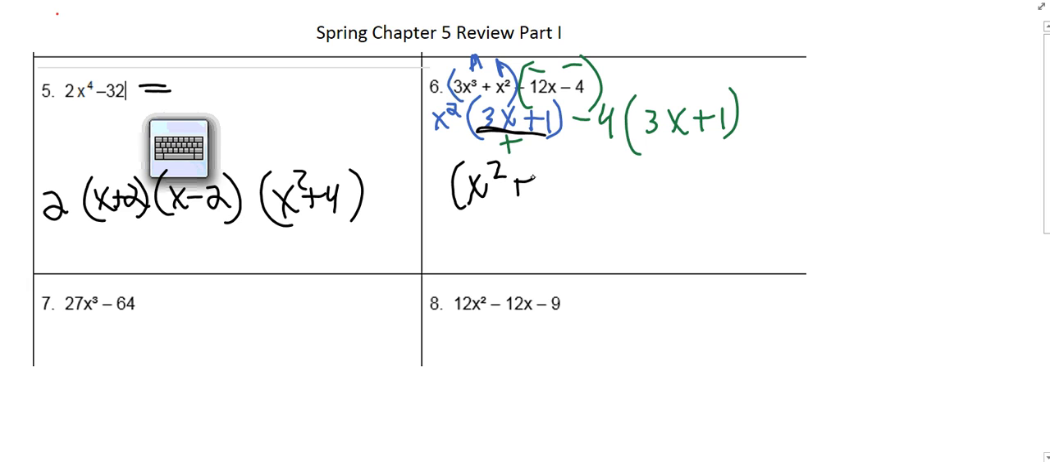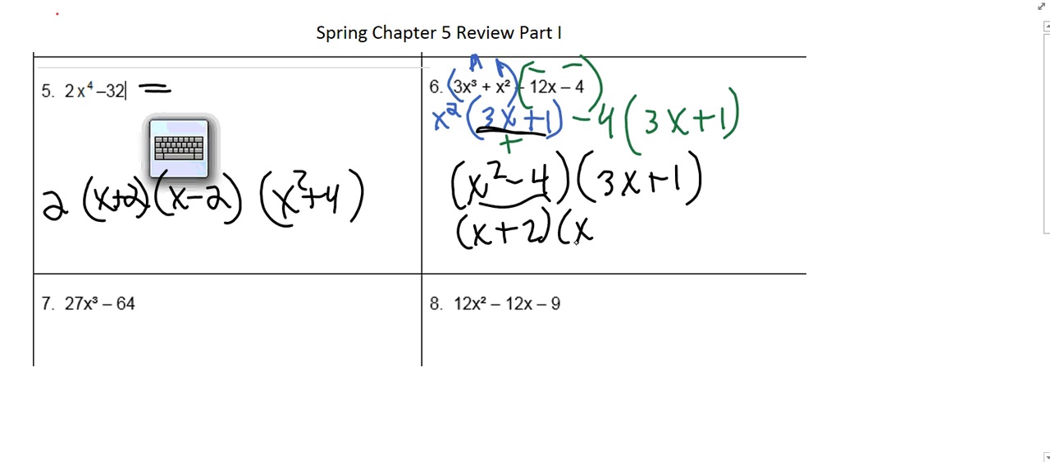x squared minus 4, being distributed to 3x plus 1. Well, we can't break down 3x plus 1 any further, but we do notice that we have another square minus a square, so you should be able to recognize that pattern and give you the quantity of x plus 2, x minus 2, and then we just simply rewrite our 3x plus 1.